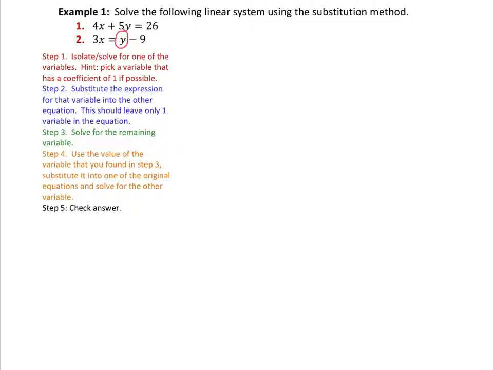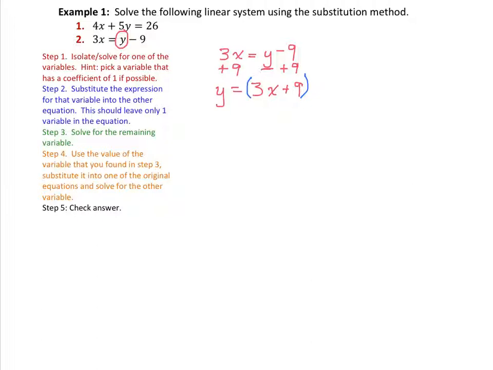So step 1, we'll start off by rewriting the equation over here, and we've got to get the y by itself. So we are going to move the negative 9 to the other side of the equation by adding it to both sides. And then we'll have just y equals, from the right side of the equation above, and on the left side from above, we had 3x plus 9. So now we have an expression for y. We have that y is equal to 3x plus 9. So this takes us to step 2.